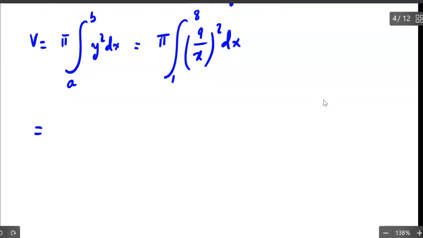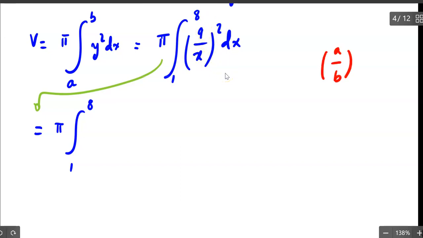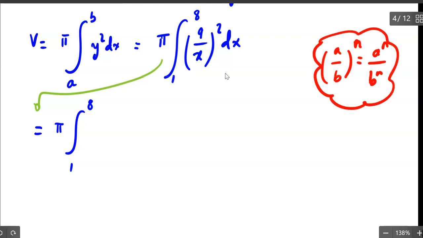All right, so from here, I'm going to draw the arrow here for everyone to see. What I'm going to do is I will just write the pi, and this is 1 to 8, and 9 over x all of it squared. What you want to do is square the numerator and denominator. So don't forget the formula: a over b all of it to the exponent n. Then you raise the numerator to the exponent n, and you raise the denominator to the exponent n. So in this case I will have 81 over x squared dx, right?